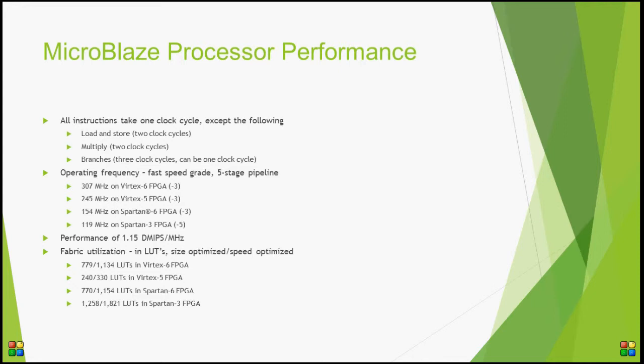All MicroBlaze instructions take one clock cycle except those listed here: load and store, multiply, and branches. The performance shown in the middle of the slide is for the fastest speed grade available, with a 5-stage performance setting. Top speed is 307 MHz with a Virtex-6 device. Likewise, when you choose to have MicroBlaze optimized for area, the size of the core gets much smaller, seen here at the bottom of the slide. In this case, the core has been optimized for minimal resources, and we can see that size is about a third smaller than when the core has been speed optimized.